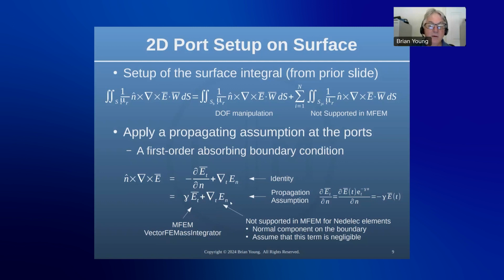The next term is a gradient term of the normal component. And that operation is not supported in FEM for Nedelec elements because it includes a normal component on the boundary, but Nedelec elements don't have the normals on the boundaries. So what I'm choosing to do is to just neglect this term. And I have a whole slide next to talk about what happens when you neglect this term.